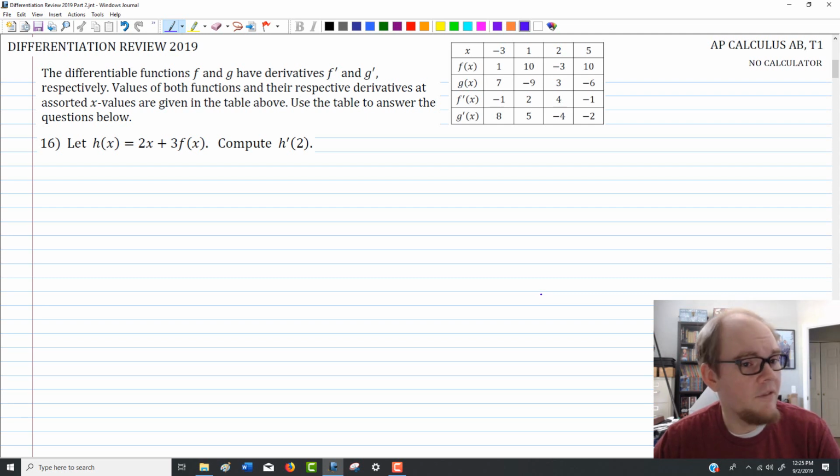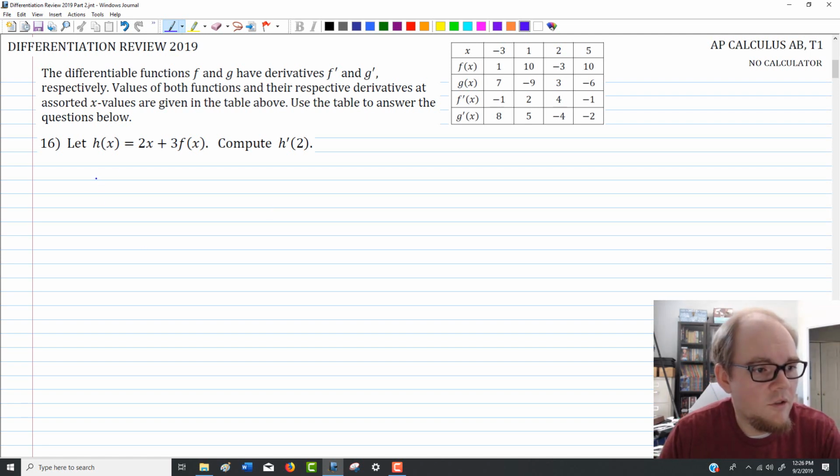It says the functions f and g are differentiable with derivatives f prime and g prime naturally. Values of the functions and their derivatives at assorted values are in the table. Use the table to answer the questions. So pretty much your standard table, but it is nice to know that the functions f and g are differentiable, which does in fact guarantee us some stuff here that we can work with. Starting off with question number 16, it first starts with a redefinition. It says let h of x equal 2x plus 3f of x. We're supposed to compute h prime of 2.